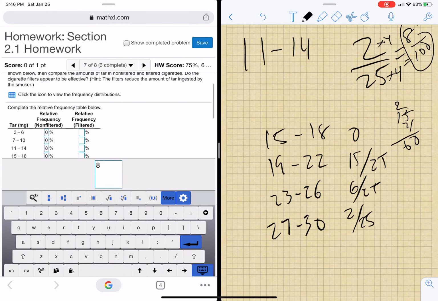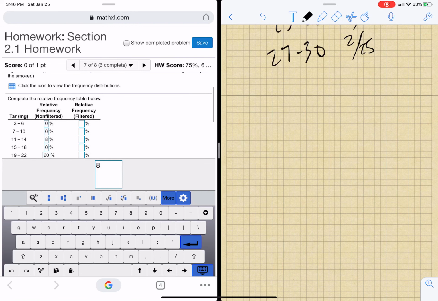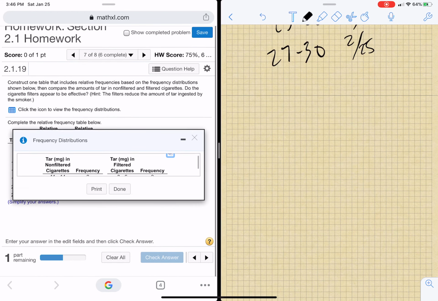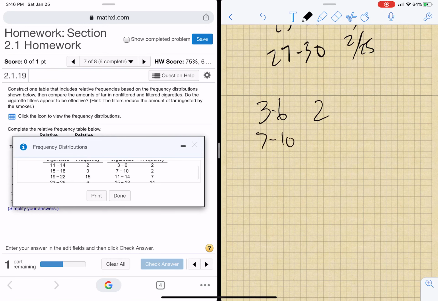Okay, so we're not done yet. We have to go do the other ones, the ones with the filters. So non-filtered, that was it. Hoping I didn't get backed up. That's non-filtered. Here's filtered. Seems like it'd be backwards. 3 to 6 is 2. 7 to 10 is 2. And if I haven't told you about my handwriting, I'm writing at an angle. That's why it's horrible.